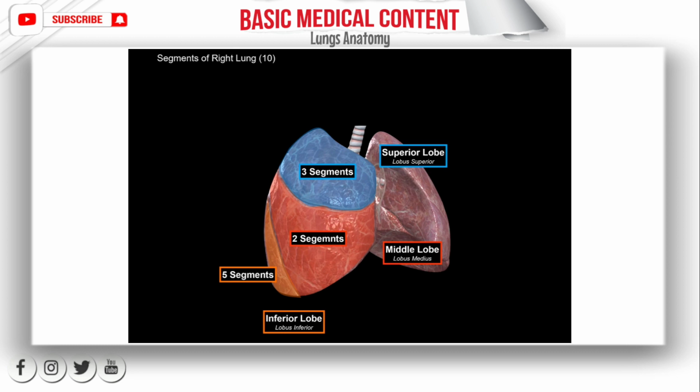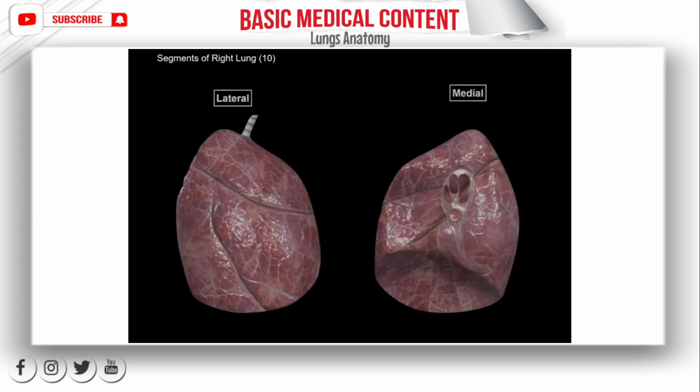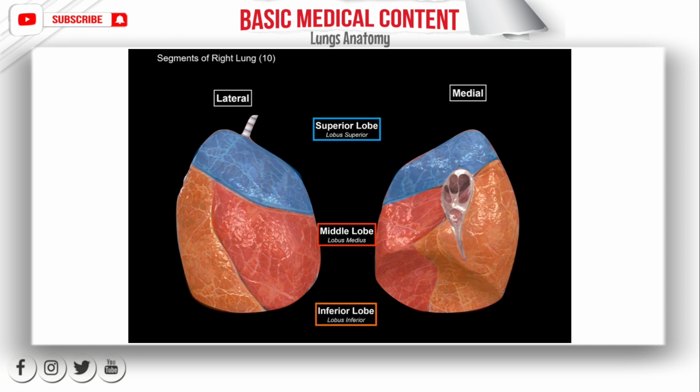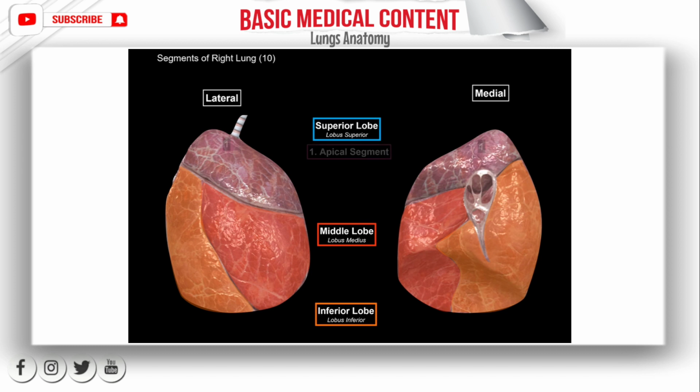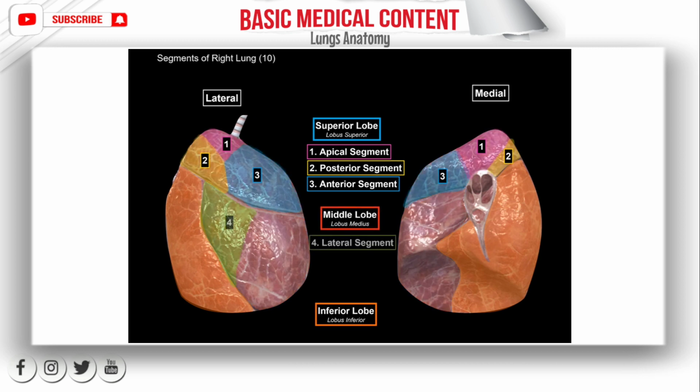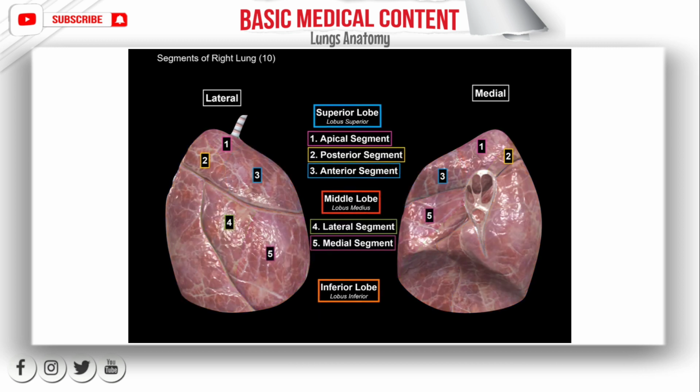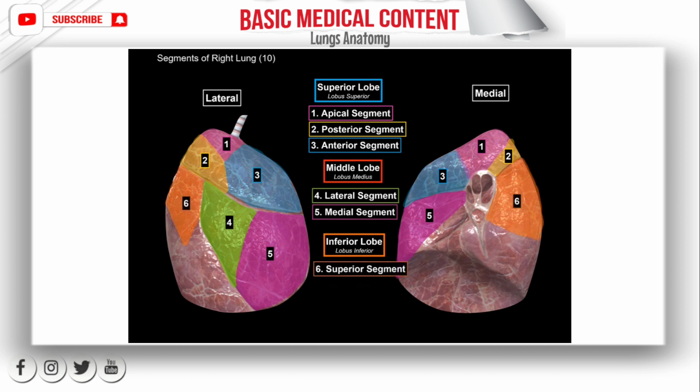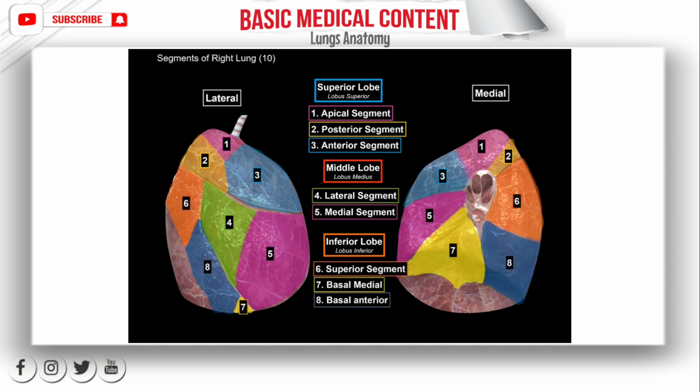And to look at all those segments in a little more detail, we need to look at the right lung both laterally and medially. And again, there's the superior lobe, middle lobe, and inferior lobe with the hilum of the lung here. The superior lobe can be divided into the apical segment, posterior segment, and the anterior segment. The middle lobe can be divided into the lateral and the medial segments. The inferior lobe can be divided into the superior segment, basal medial, basal anterior, basal lateral, and the basal posterior segment. So that is the segments of the right lung.